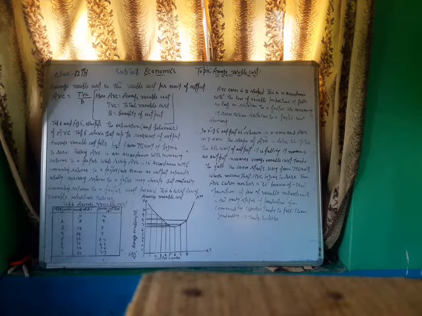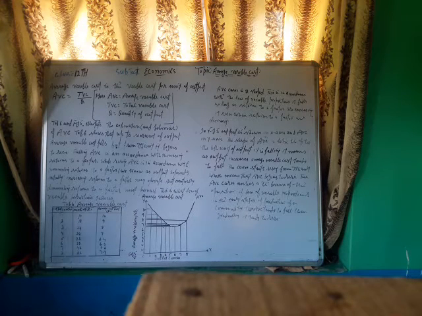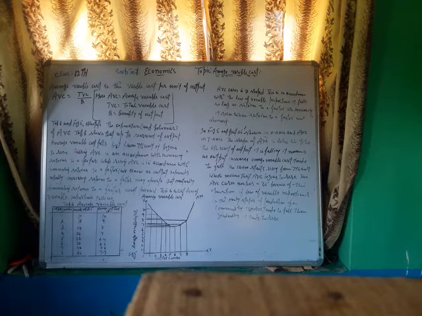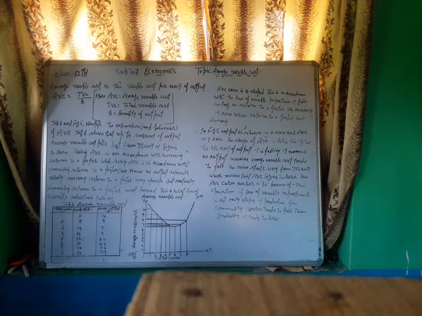Now, in figure 5, we will talk about this same figure. Output is shown on the X-axis, as I have already told you, and average variable cost on the Y-axis. The shape of AVC, average variable cost, is like a U. This is the U-shaped AVC curve.